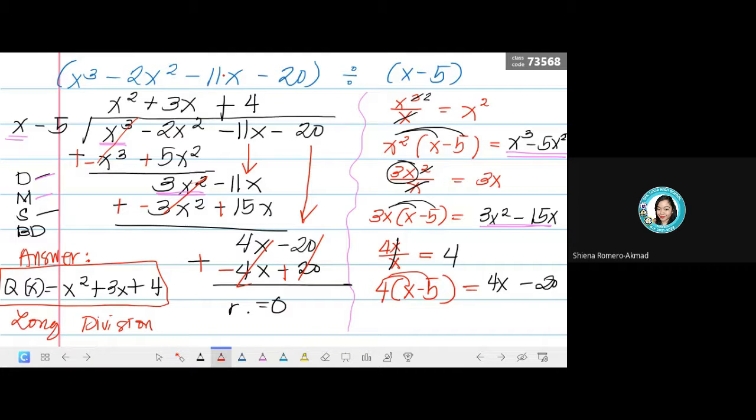Ito. I'll give you 5 counts. 5, 4, 3, 2, and 1. Okay, so let's proceed. Ano ulit yung given? Open your mic para mas madali kung nahihirapan mag-type.